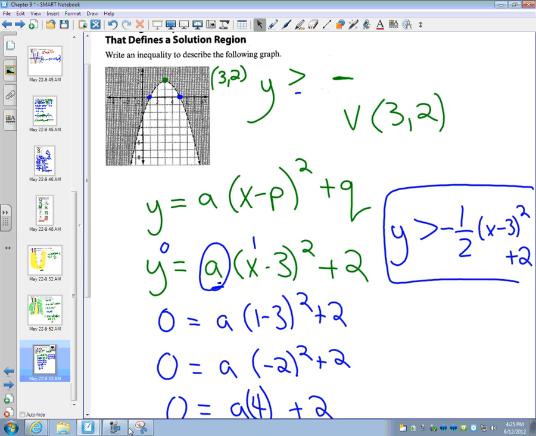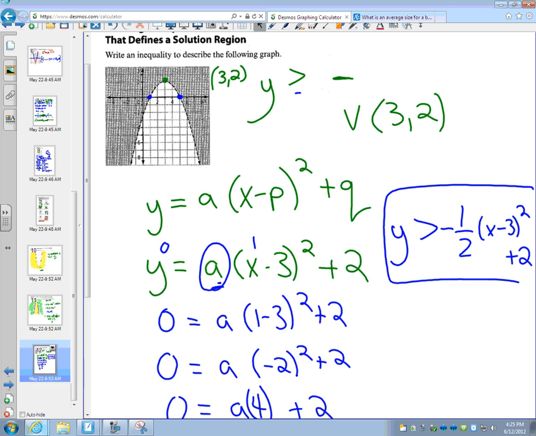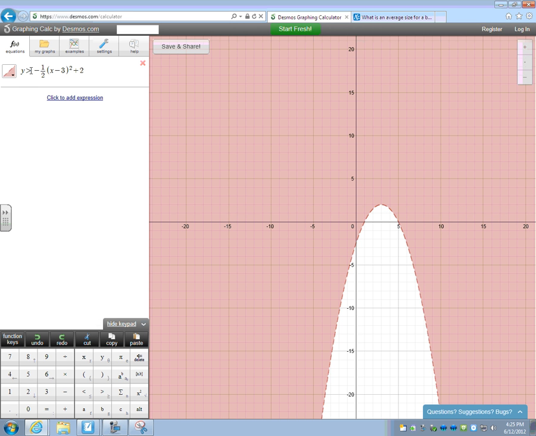Okay, so that's a way that you can check that. Desmos is neat because you can actually type in greater than, and if I wanted it to be greater than or equal to, they're just down here. Okay, so you have a couple questions to try on this concept, and you have 2 days for this section.